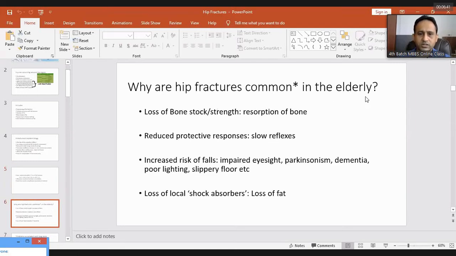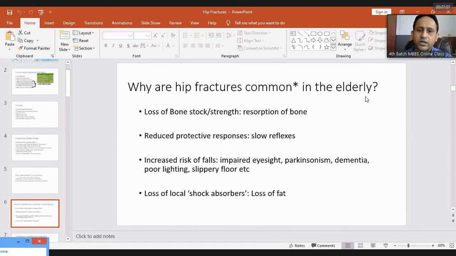This is a very important slide. Why are hip fractures common in the elderly? As I said, there is ongoing resorption of the bone, so there is not good bone stock. The bone strength is compromised. So a fracture occurs very easily with low velocity injuries, such as even slipping off a step or missing a step that can cause a fracture of the hip.